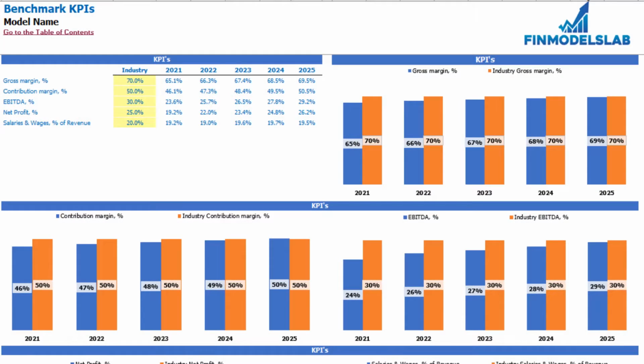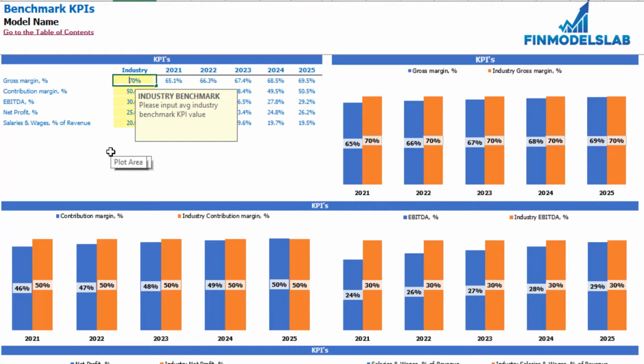On the Benchmarks KPIs tab, you may compare your financial outputs with your industry benchmarks. So you have 5 different benchmarks, which are gross margin, contribution margin, net profit, EBITDA, and salaries and wages as a percentage of revenue. In these cells you may see the values produced by the model after you set up all the drivers, and in these yellow cells you can set up your industry benchmarks. For example, gross margin for your industry, for your particular country, is 85%.